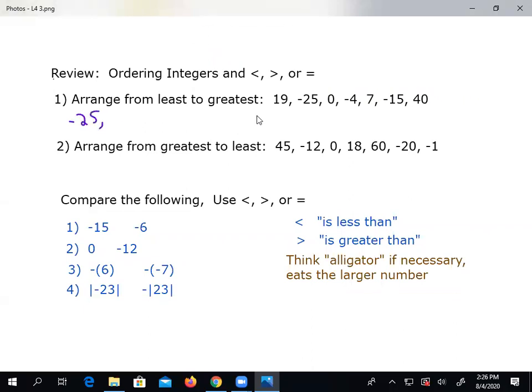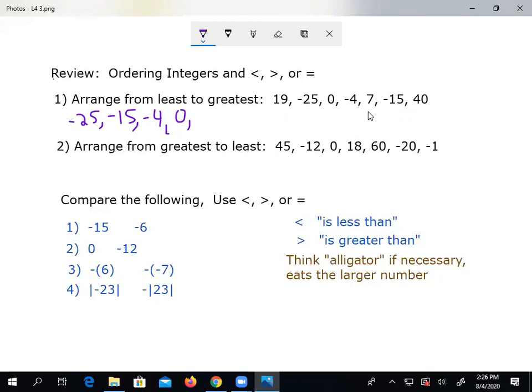And then I'm seeing a negative 15 as my next worst debt. And then I'm seeing a negative 4 as my next worst debt. Then 0 means that's better than not owing money, but it's not as good as having money. So 0 is more than negative numbers.